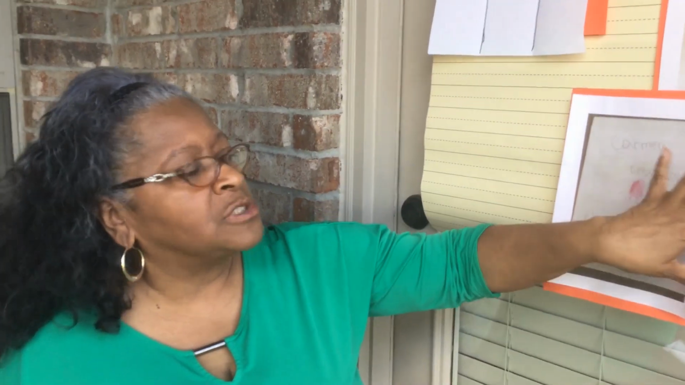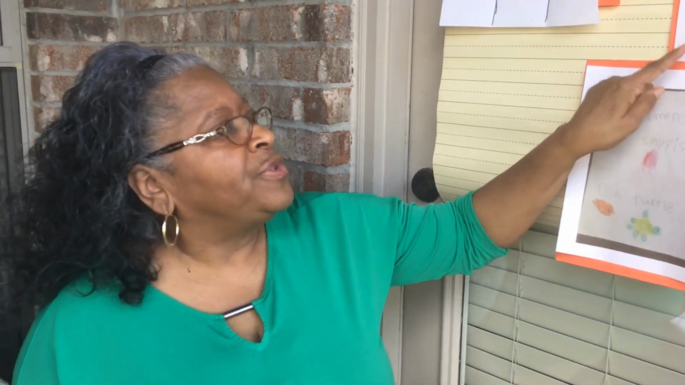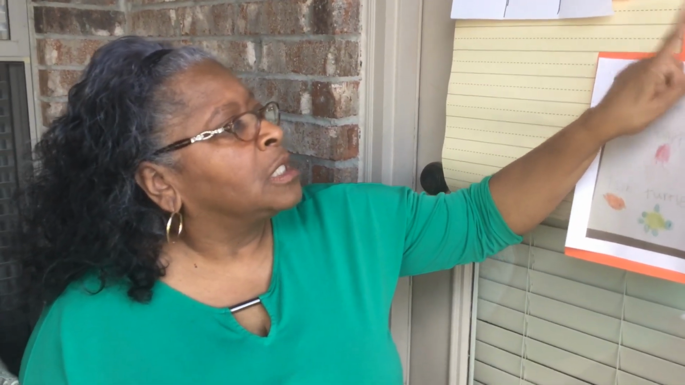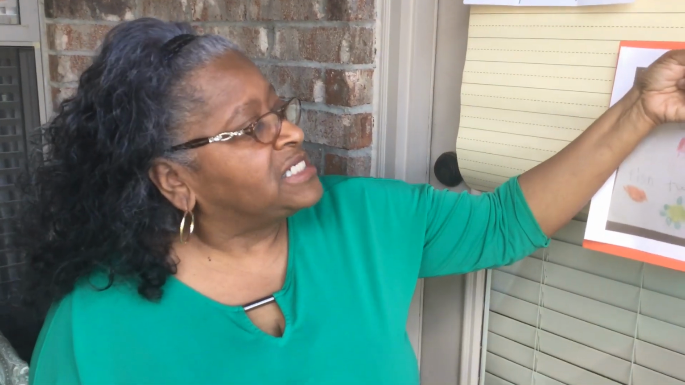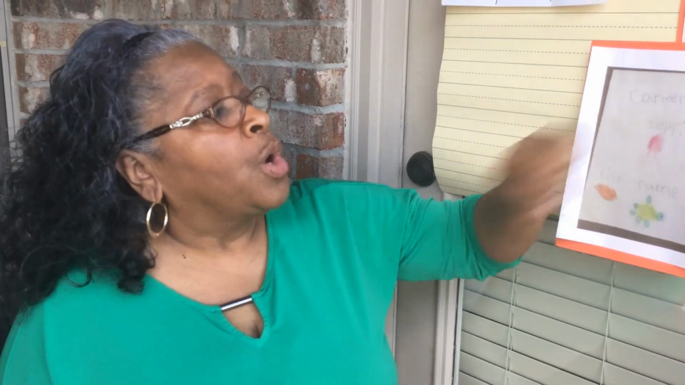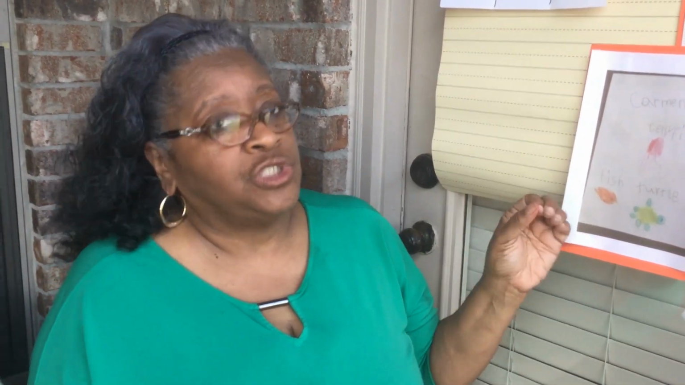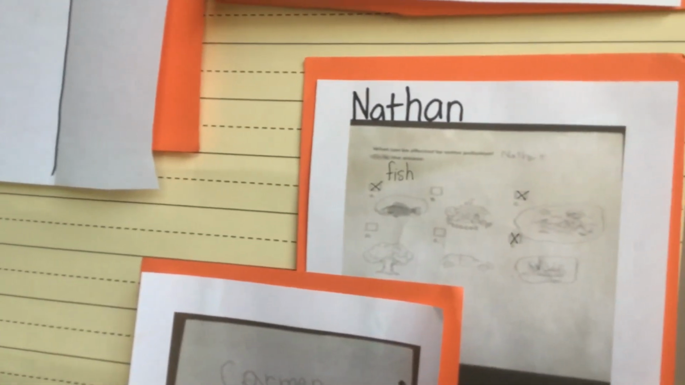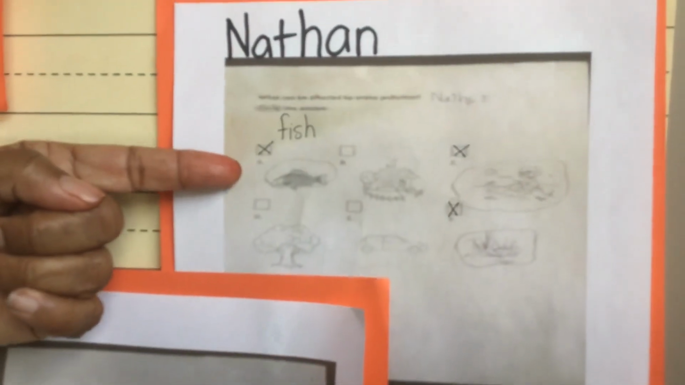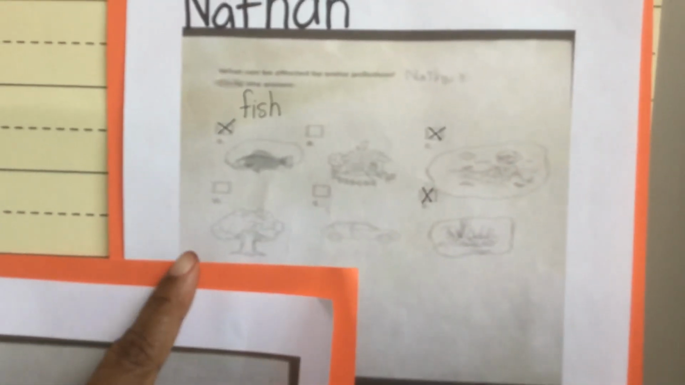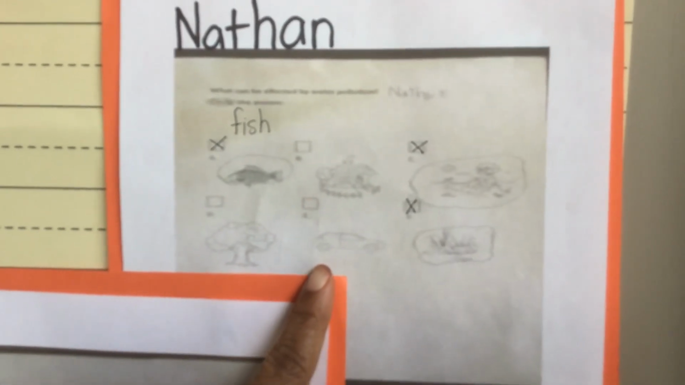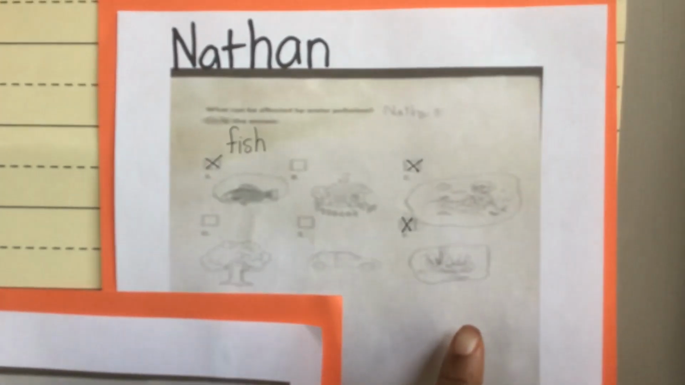But before we did that, I asked you to fill out or draw a picture of what you think would happen to some of these, which one of these objects would be affected by pollution. If we had water pollution, which of these items would be polluted? Fish, your house, the beach, a tree, a car, or a pond.